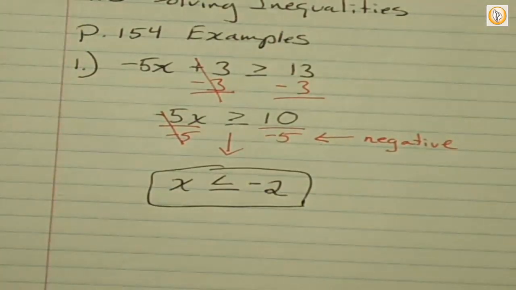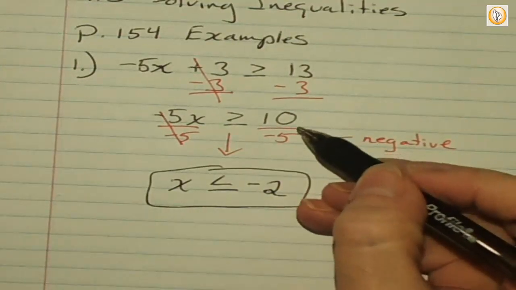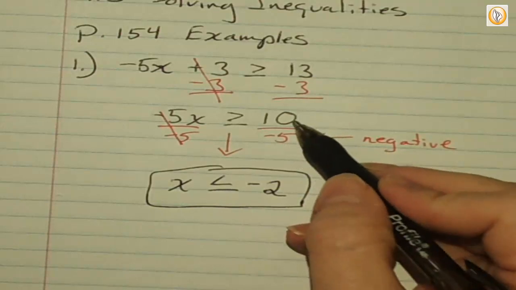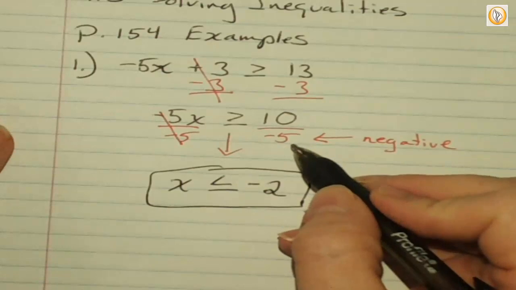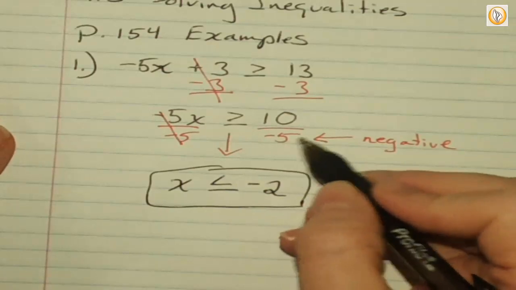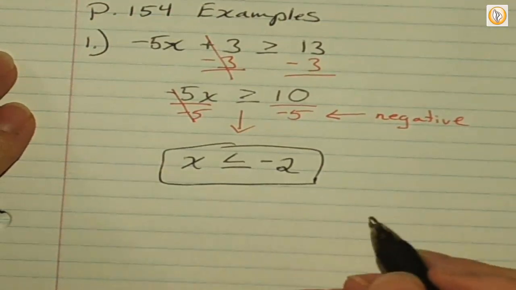That is a common mistake: if a kid sees that the 10 is maybe negative, they automatically think, oh, well, that's negative and I'm dividing, so I've got to flip the sign. It's only when you're dividing by a negative, okay? And that just takes practice. Any questions about number 1?